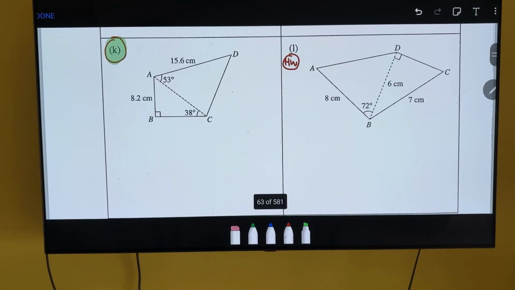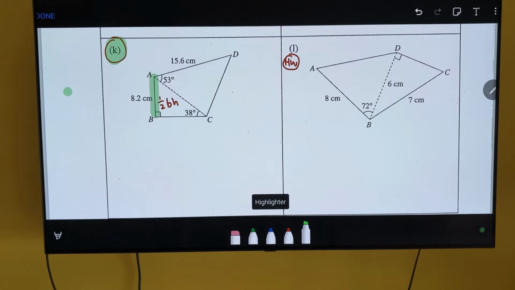Let's have a look at question K. So for question K, you realize that there is a dotted line that splits the entire shape into two triangles. So within the first triangle, which is the right angled triangle, we can see clearly that we could find the area using half times base times height. But we have a question here. We have the angle, we have a length, and then just a length, which is the height. Can we find the base?